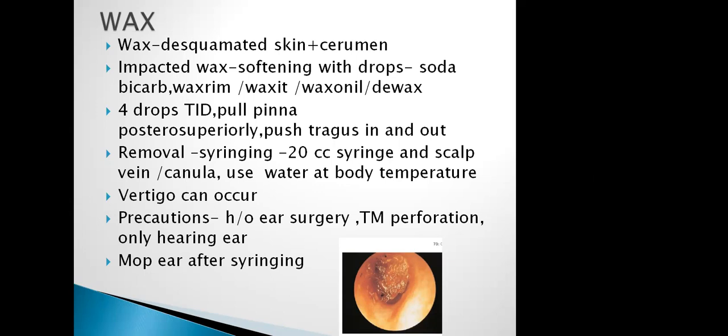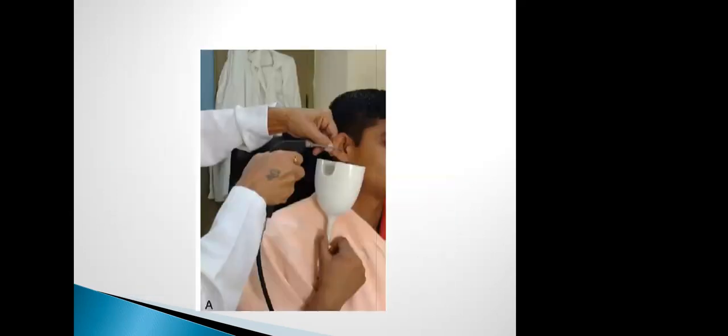For syringing, make the patient sit comfortably. Place a towel over the shoulder. Then keep a kidney tray or a bowl below the ear, and gently pull the pinna upward and backward to straighten the ear canal. Then introduce the syringe with the scalp vein set or cannula slowly into the ear canal. Direct the tip upward into the canal and slide it in slowly.